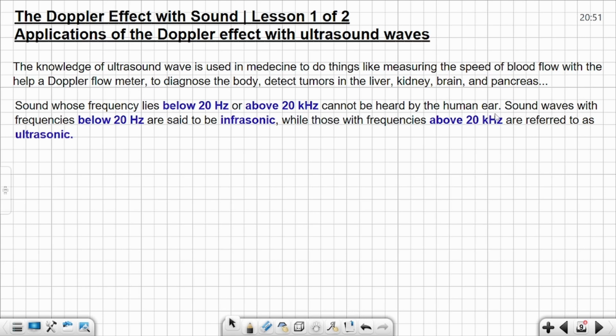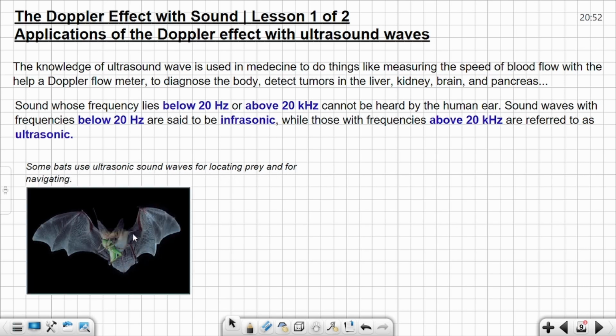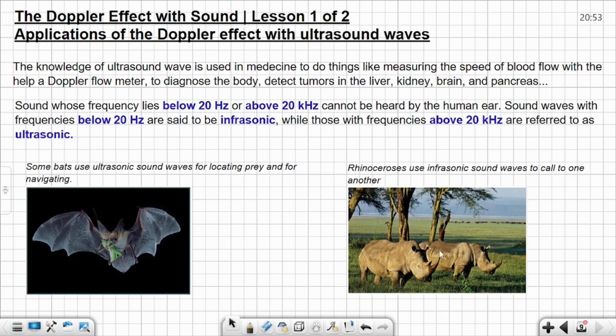Sound waves with frequencies below 20 Hz are said to be infrasonic, while those with frequencies above 20 kHz are referred to as ultrasonic. Some birds use ultrasonic sound waves for locating prey and for navigating. So you have the image of the bird there. Rhinoceroses use infrasonic sound waves to call to one another, and you have the image of rhinoceroses there.